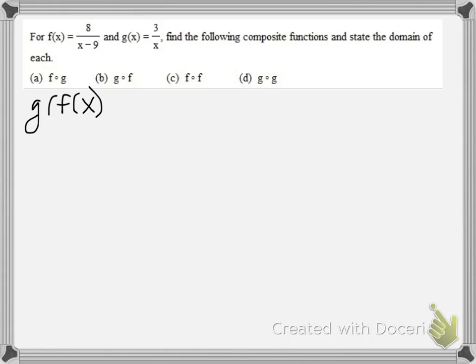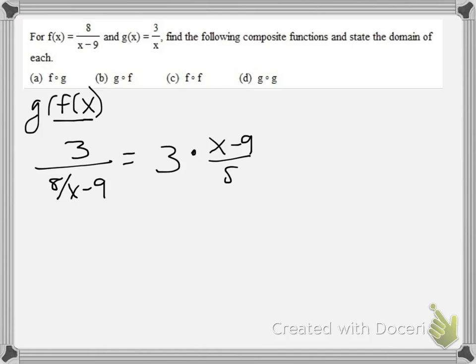This time, we're taking the inside function, f of x, and plugging it into g of x. So g of x is 3 over x. So now we have 3 over 8 over x minus 9. So again, we flip the denominator upside down and multiply. So we have 3x minus 27 over 8. We just distributed that 3 through the numerator there. And now we have to find the domain.